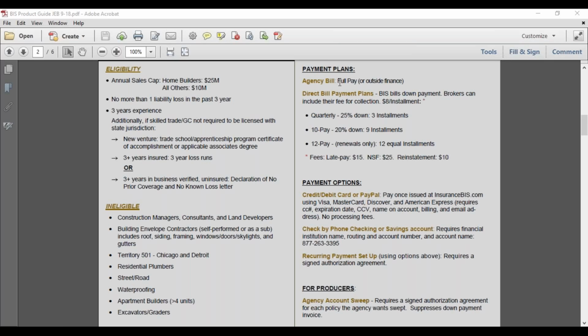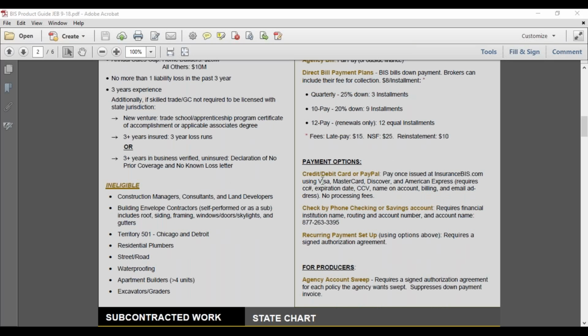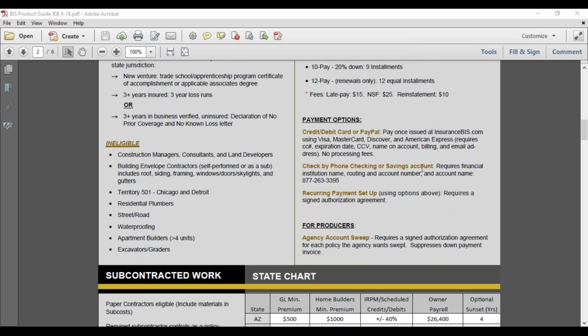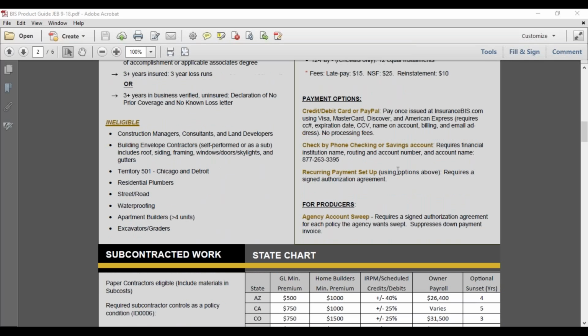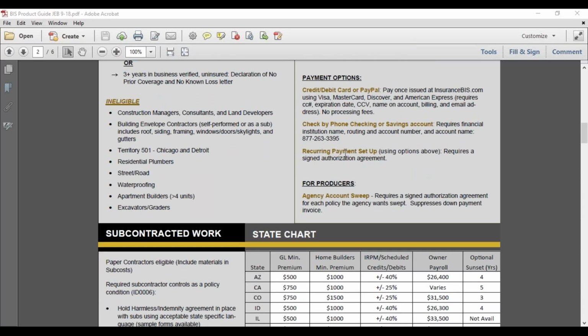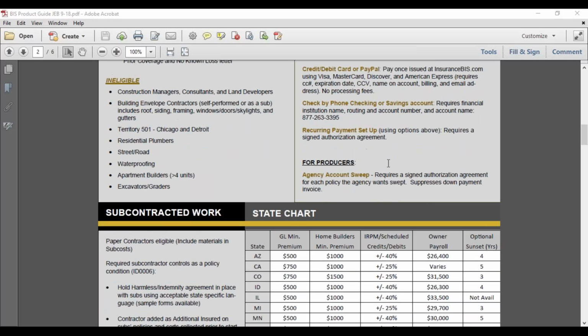Payment plans, a lot available. You can do agency bill, you can do direct bill, depending on what you choose. The insured can pay by credit card, debit card, by phone, by checking, savings, however they choose. And you can set up a recurring payment. We do have a fee.